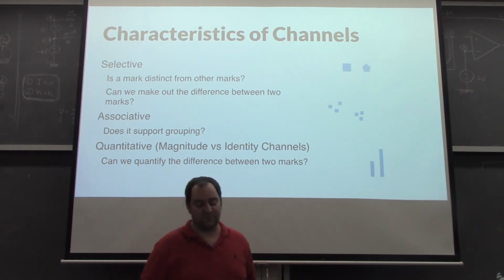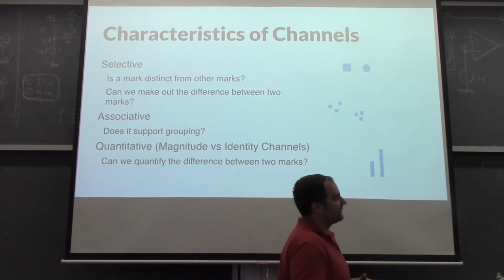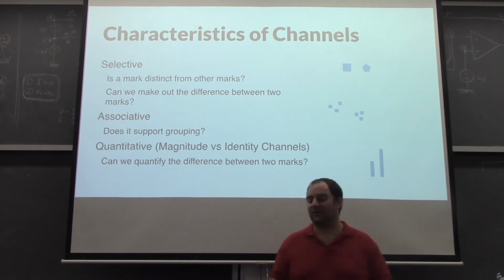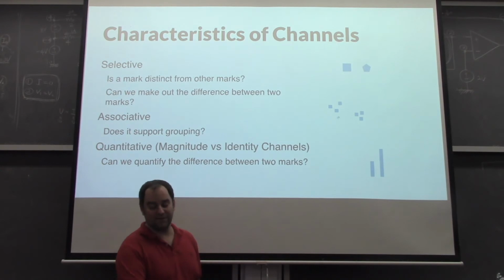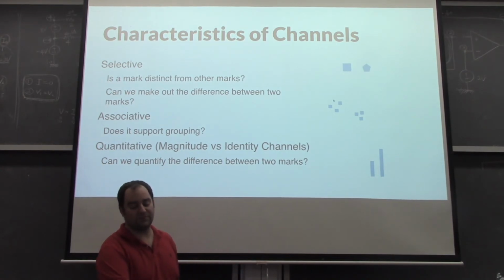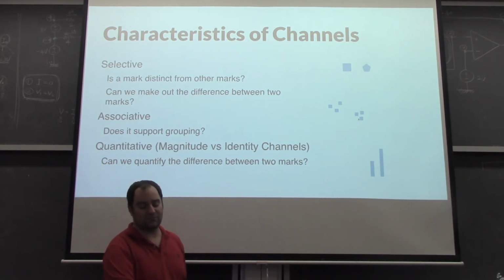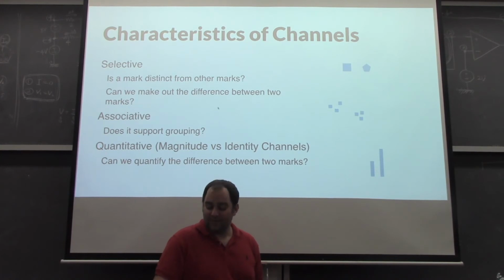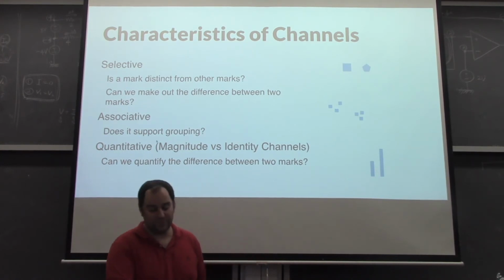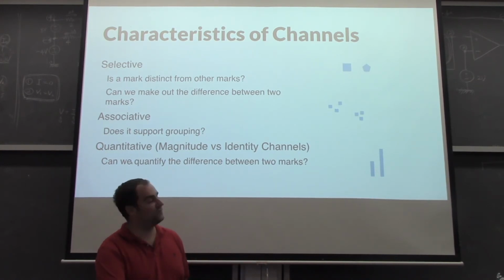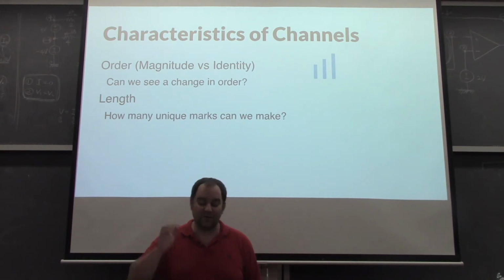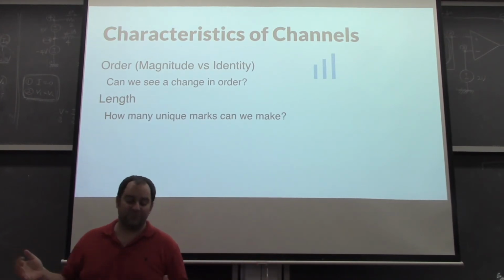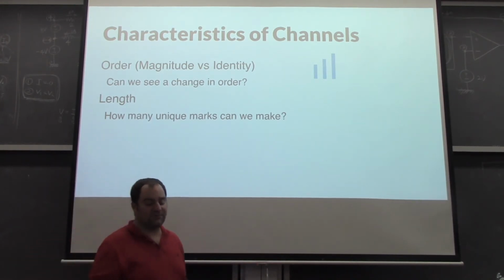Are they associative? Does it support grouping? For example, if we have similar elements, can we perceive them similarly? So for example, here position clearly supports grouping. We have elements that are similar and then other elements that are similar. And then are they quantitative? Can we quantify the difference between two marks easily? Like this here is about twice as big as this here. Can we order them, like this magnitude versus identity question? Can we see a change in order?